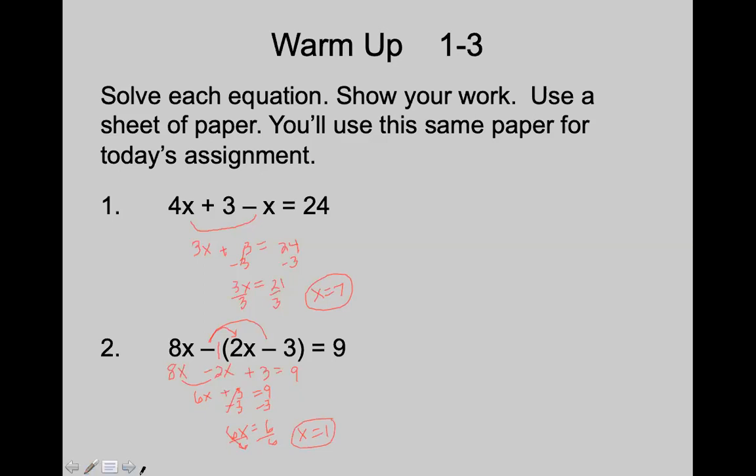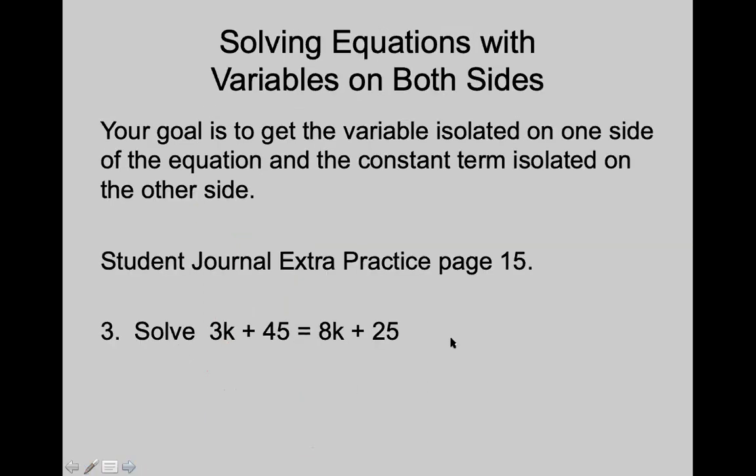It talks about what we're working with today, which is, again, solving equations with variables on both sides. It says your goal is to get the variable isolated on one side of the equation and the constant term isolated on the other side. We're going to be looking at extra practice problems beginning on page 15 in your journal. So go ahead and grab your journal, open it up, and let's look at practice problem number 3.